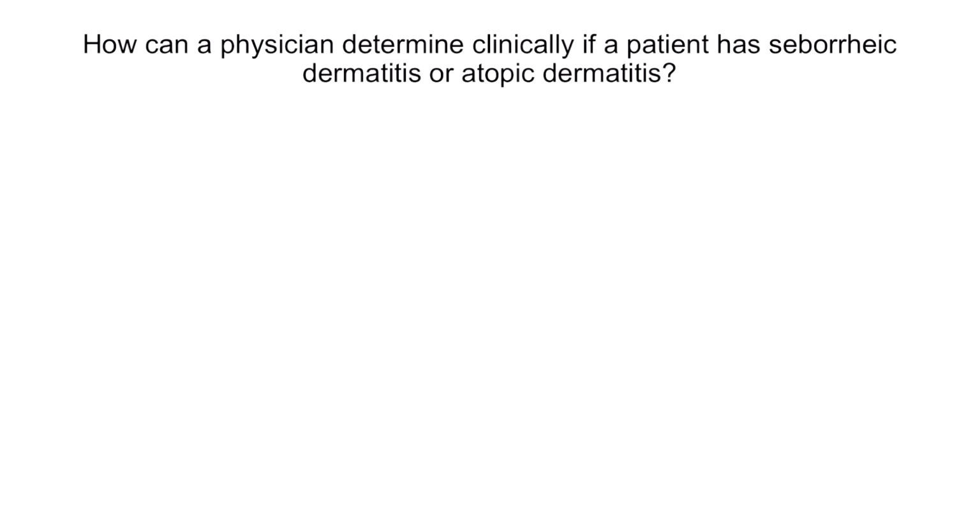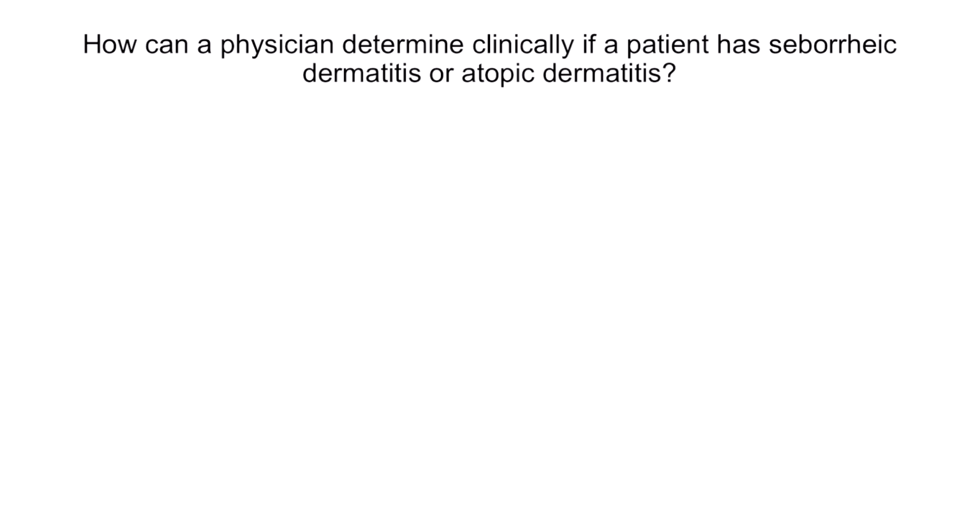How can a physician determine clinically if a patient has seborrheic dermatitis or atopic dermatitis? We know that atopic dermatitis is a dry, scaly skin rash with crusted lesions and is generally over flexural areas and the face and eyelids and hands.